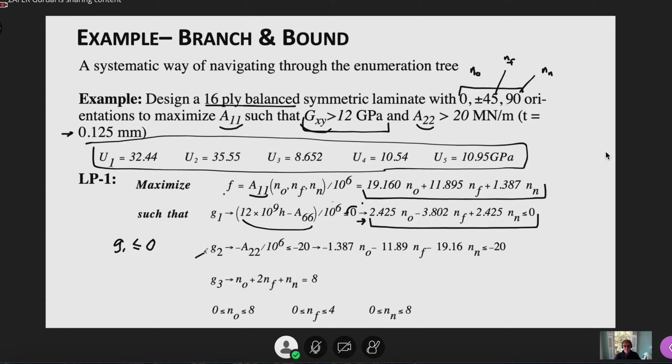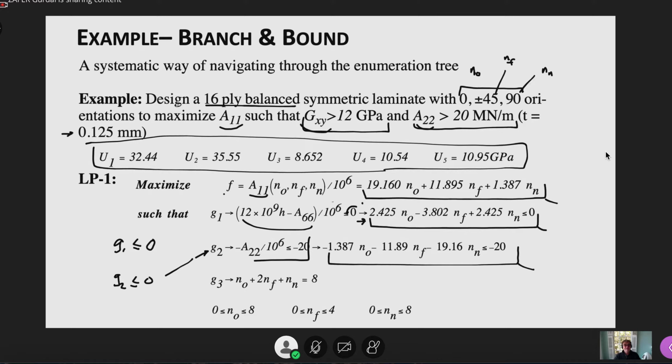The G2 constraint in this case is this, that A22 must be larger than 20. So I need to write G2 to be less than or equal to 0. Therefore, I take A22 and put it on the other side. So 20 minus this. I mean, you just need to do that expression. This is the constraint. And if you write it in terms of U's, this is the constraint. So this is the objective function. This is G1, and this is G2.